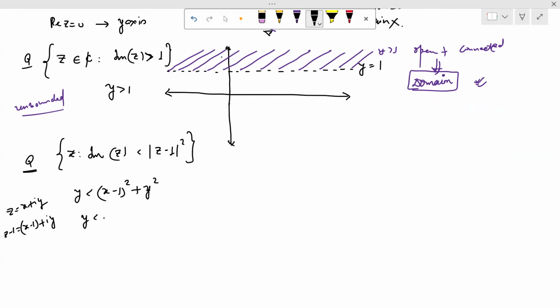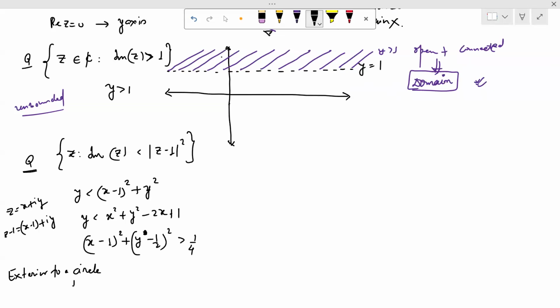And you know that y is then less than x square plus y square minus 2x plus 1. And so you know that this is (x minus 1) whole square plus y square. So I can write (y minus 1 by 2) whole square. And since I have written something like this, the sign is here, so it will be 1 over 4 here. So I think this is what? This is the equation of a circle, but this lies exterior to the circle. So this is exterior to a circle centered at (1, 1 by 2) and radius 1 by 2.